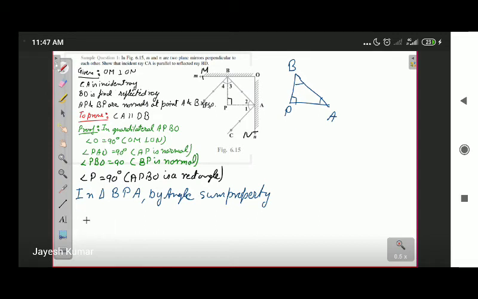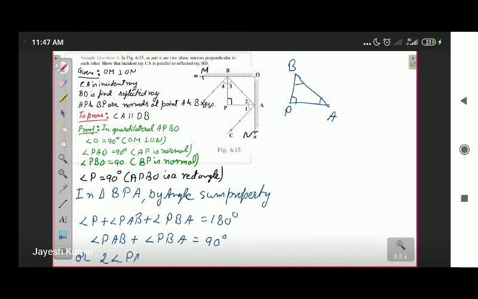We can say that angle P plus angle PAB plus angle PBA is equal to 180 degrees. Now we already know the value of angle P, that is 90 degrees. So angle PAB plus angle PBA should be equal to 90 degrees. Multiplying the above equation by 2, twice angle PAB plus twice angle PBA is equal to 180 degrees. Let me write it as equation number 1.